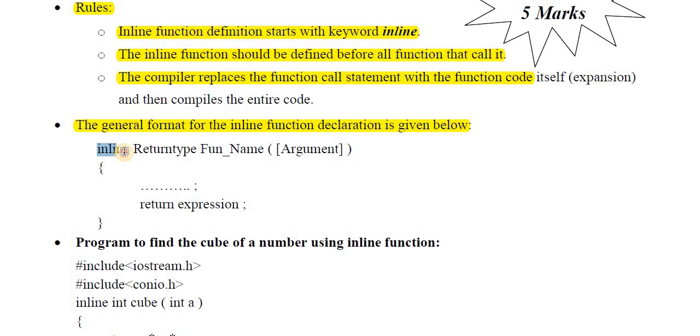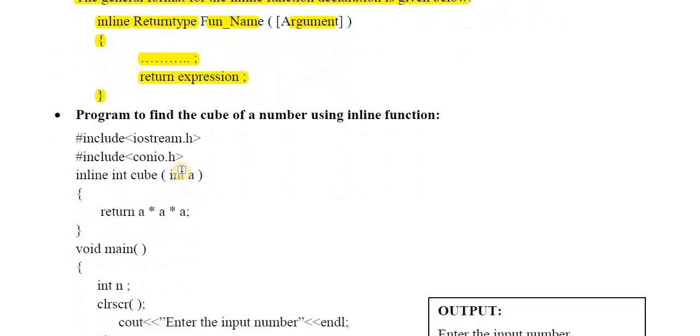So to create an inline function, first we have to use the inline keyword, then the return type, then the function name, then the argument list, then the body of the function will come. So it is as it is. This is the general syntax for creating an inline function.